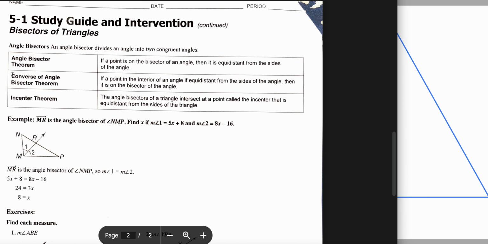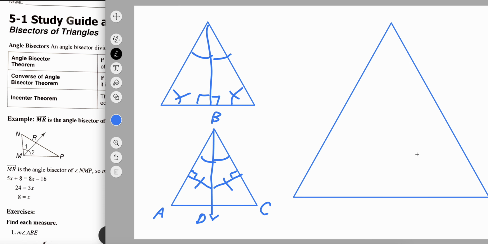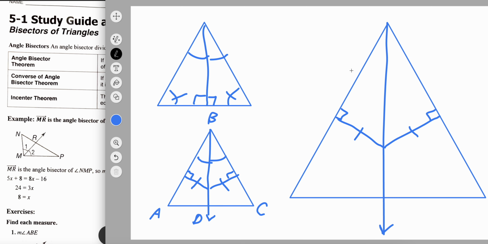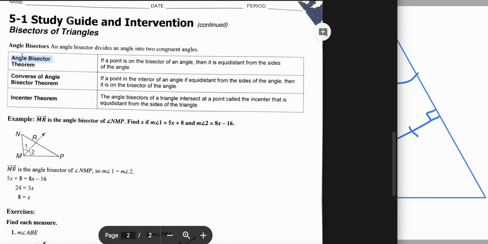Okay, now what does the converse of the angle bisector theorem say? It says that if we have a line that looks like that, but we don't know if it's an angle bisector, and we have this line here which forms a right angle with the side of the angle, and this line here which forms a right angle with the side of the angle, and we're given that these 2 line segments are congruent, then we can say for certain that this line here is an angle bisector and that this angle is congruent to that angle. Okay, so it's basically the opposite of the angle bisector theorem.